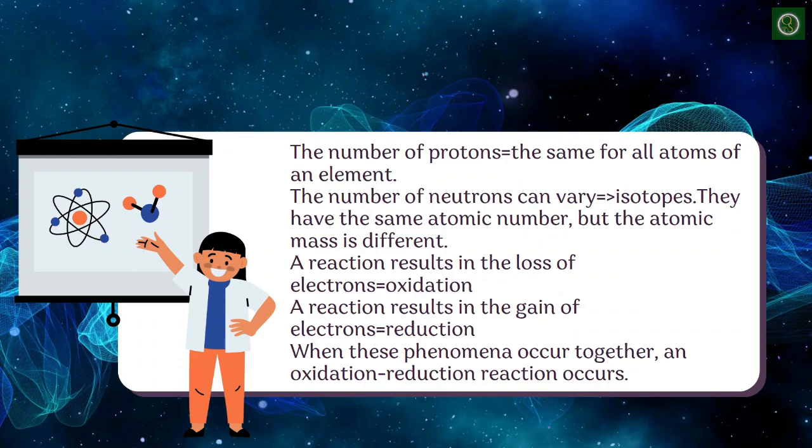Chemical reactions always involve the exchange of electrons. When a reaction results in the loss of electrons, it is called oxidation. When a reaction results in the gain of electrons, it is called reduction. When these phenomena occur together, an oxidation-reduction reaction occurs.